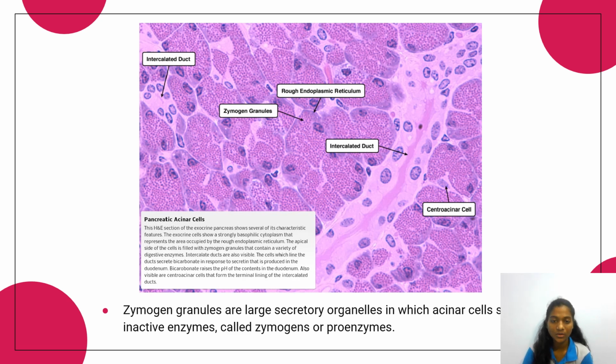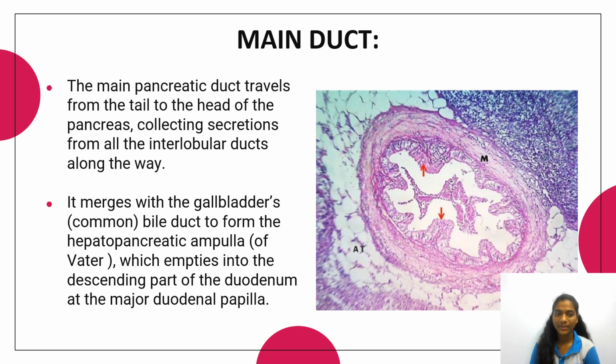Zymogen granules are large secretory organelles in which acinar cells store inactive enzymes called zymogens or proenzymes. Main duct: the main pancreatic duct travels from the tail to the head of the pancreas, collecting secretions from all the interlobular ducts along the way. It merges with the common bile duct to form the hepatopancreatic ampulla of Vater, which empties into the descending part of the duodenum at the major duodenal papilla.